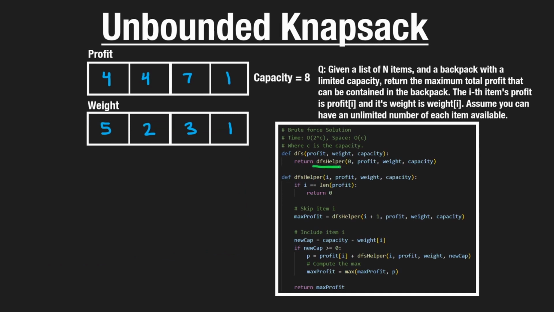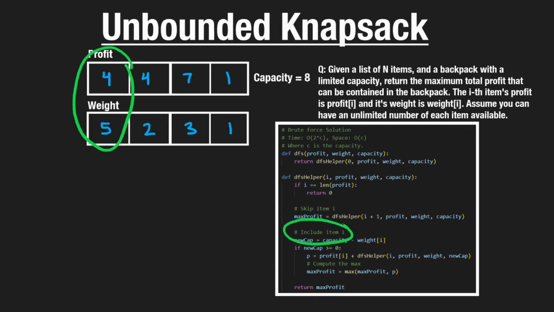We have our DFS helper just like last time, where we add a variable to keep track of which index we're currently at. The base case is where we get out of bounds of the array, in which case we would return 0. We still have 2 choices. We can choose to skip the first item. If we skip it, we're going to simply call DFS on I+1, keeping the rest of these the same because that's our subproblem in this case. We're saying maybe this contains the solution. We can also choose to include the first item. That's our second path over here.